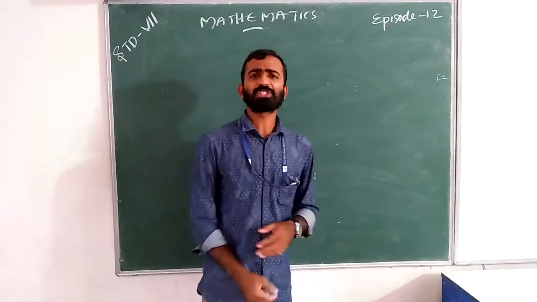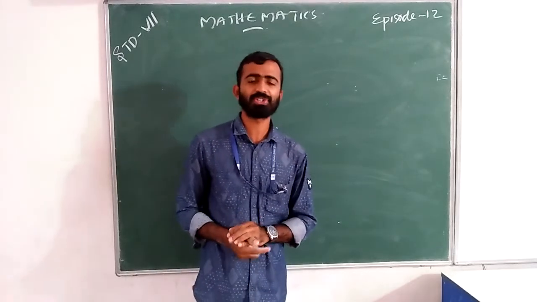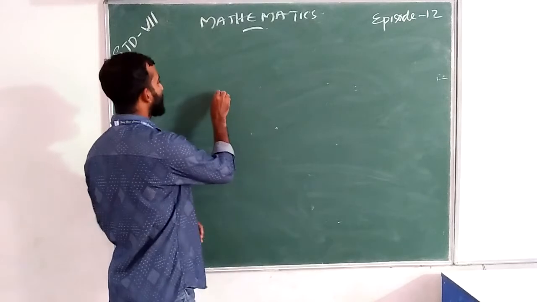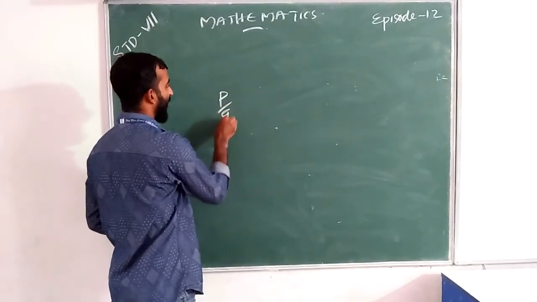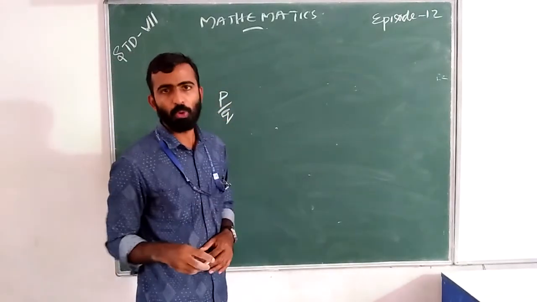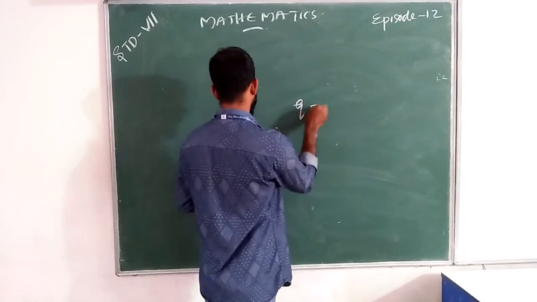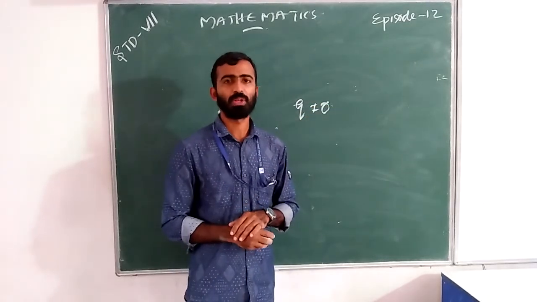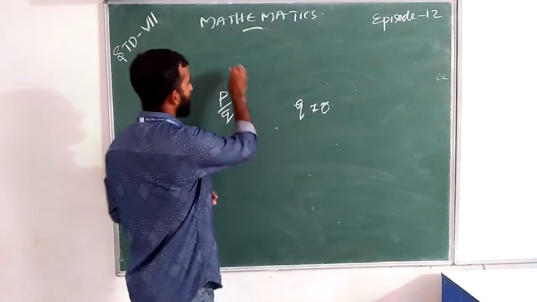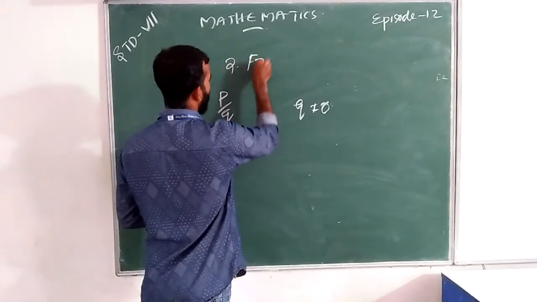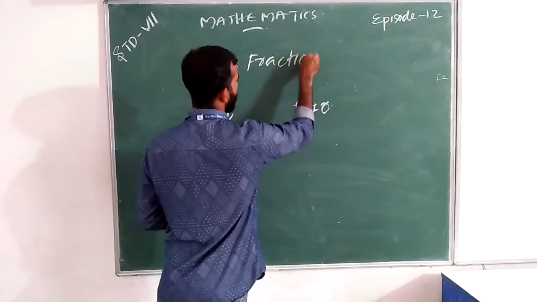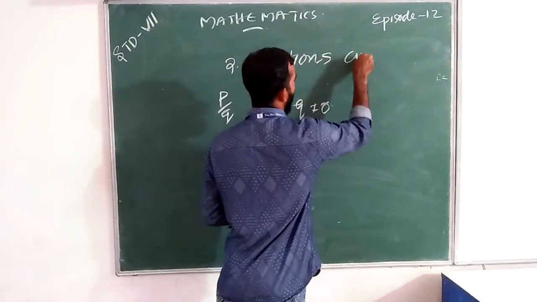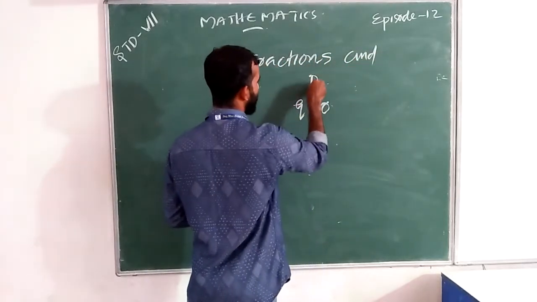What do you mean by fraction? Fraction means we can write numbers in p by q form, where q is not equal to 0. That is the second chapter, fractions and decimals.